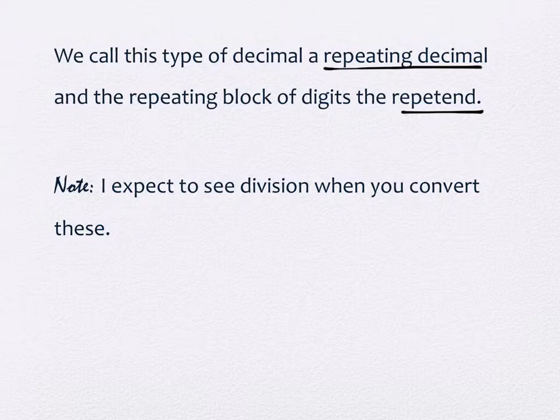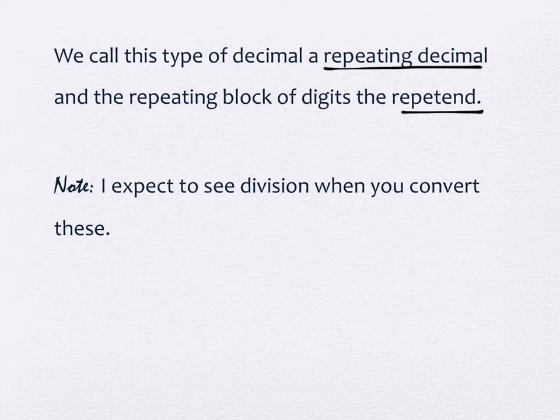Note that I expect to see division when you convert these. I know your calculator can convert these with a touch of a few buttons. But again, like we've talked about before, the students who would be learning these kinds of activities would not be using calculators to do this. So I want to make sure that you are proficient and comfortable with doing this without a calculator as well.